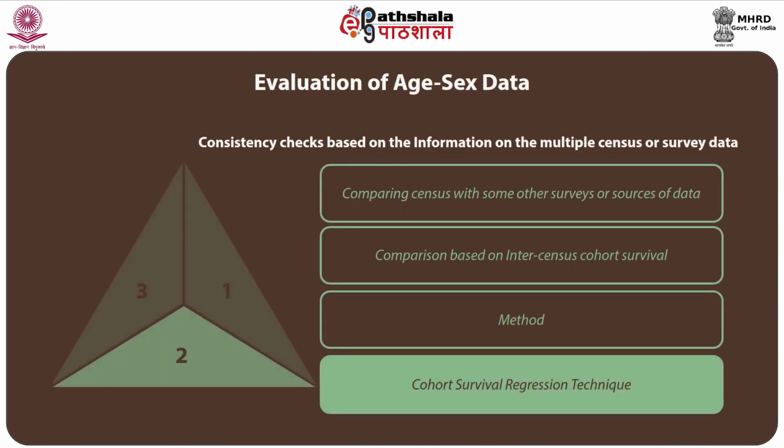Similarly, we have other methods also for comparison, like cohort survival regression techniques. Normally, the ordinary least squares method of regression is used to derive the correction factor to bring consistency among two census age distributions. Basically, it provides a correction to the coverage error and provides a correction factor for the population of two successive censuses.